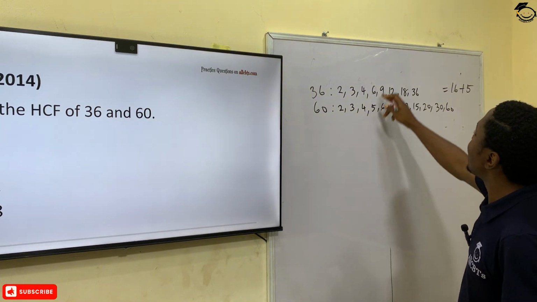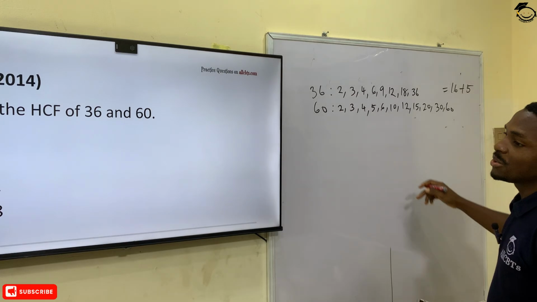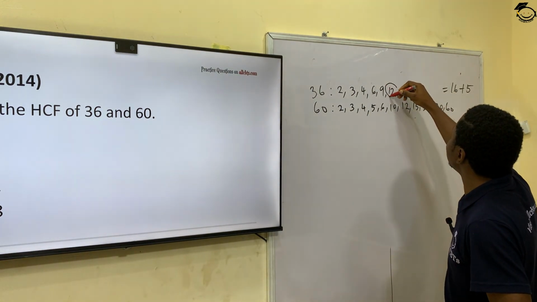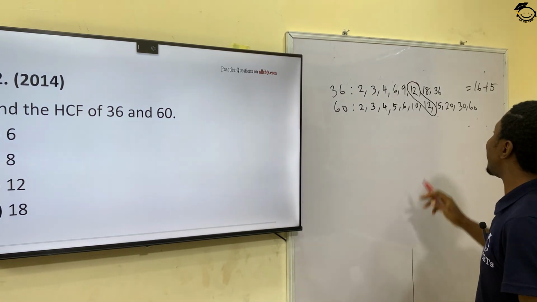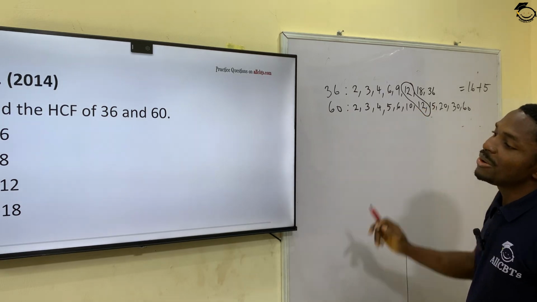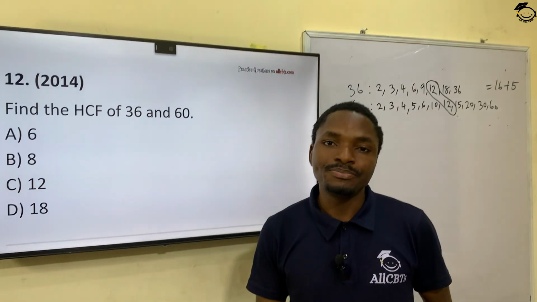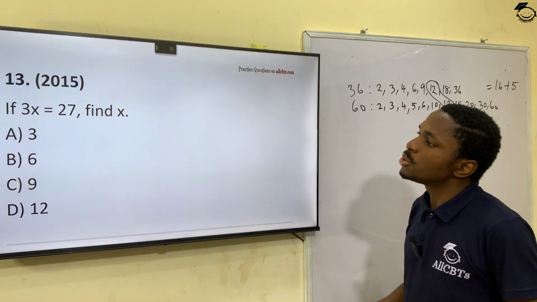So what's the highest common between the both of them? That will be 12. Yeah? So that's 12. 18 is not here, and 9 is not here. So we're left with 12. That's option C. And then you go to the next question from 2015.